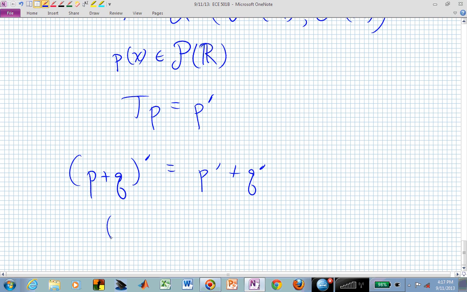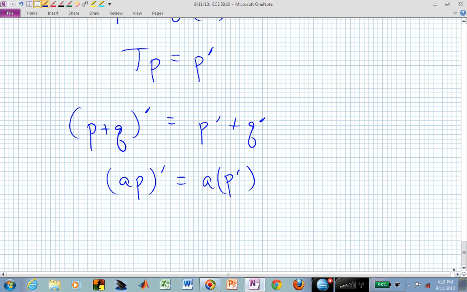Also, if you take a scalar and scale a polynomial and then differentiate that combination, that's the same as taking the derivative of that polynomial and scaling it by a. That's another linear map, this differentiation. And we can go the opposite way.